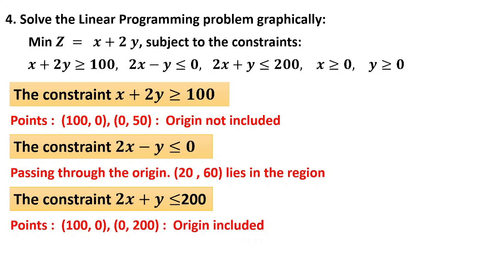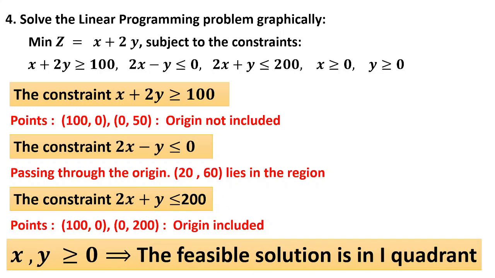These are the points, origin included. Now, after getting these points, keep in mind how to take the scale on the x-axis and y-axis. Here I have 100, 50, 200 like that. Therefore, based on that, you have to fix the x-axis points. For example, 20, 40, 60 you can take, or 10, 20, 50, 100, 150 you can take. Accordingly, you have to take. And x, y ≥ 0 means the feasible solution is in the first quadrant.